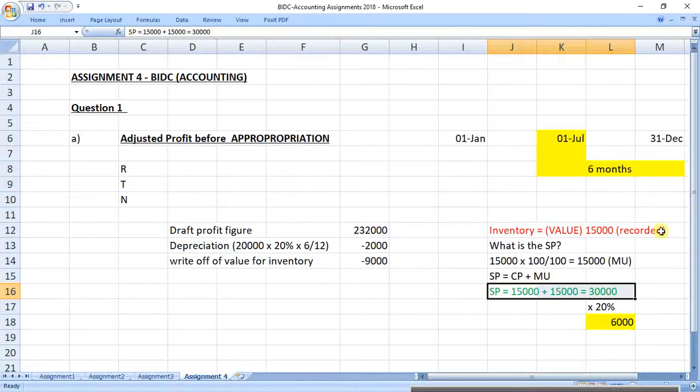Right, so do you know what the adjusted profit is now? Yes, we just need to tally up.